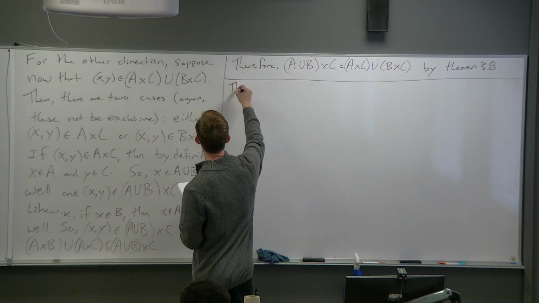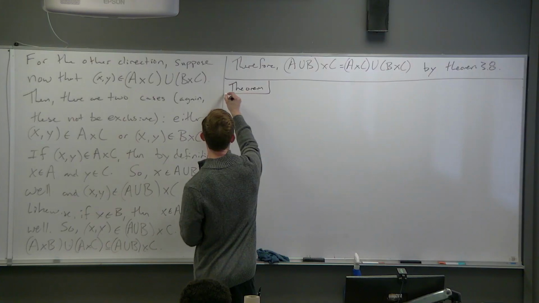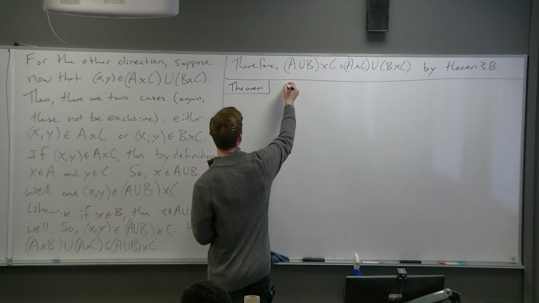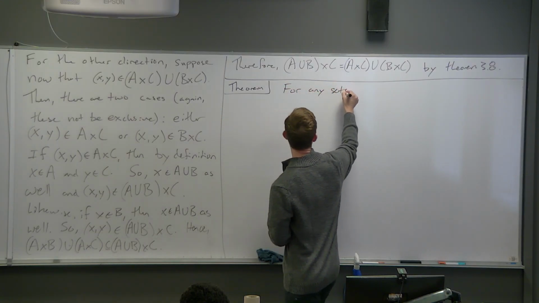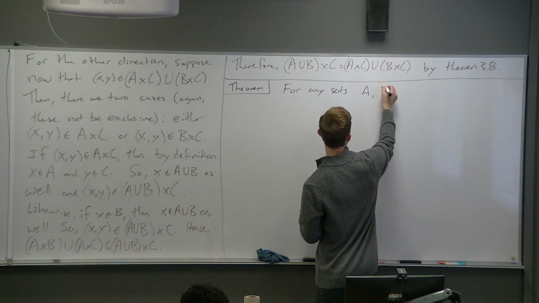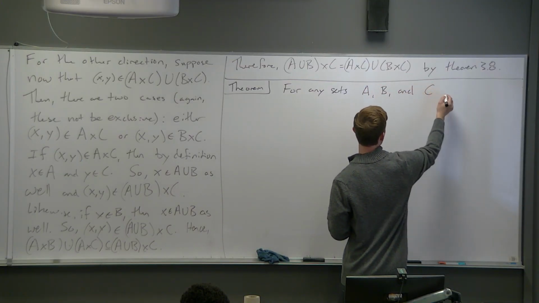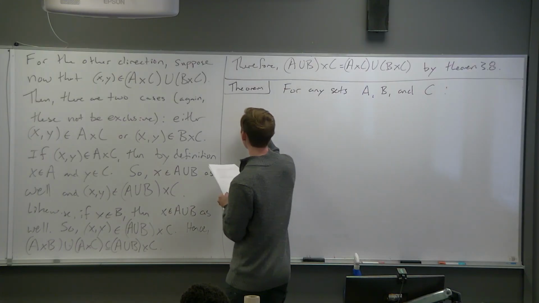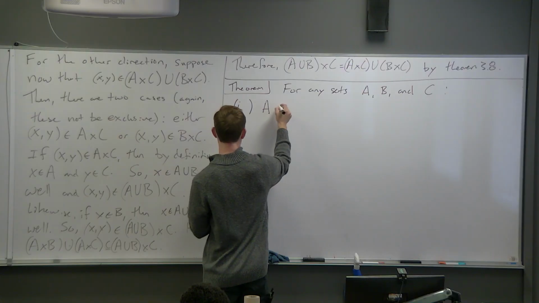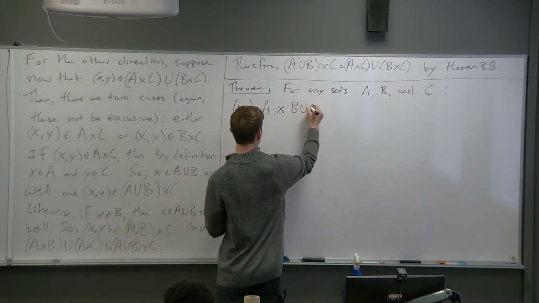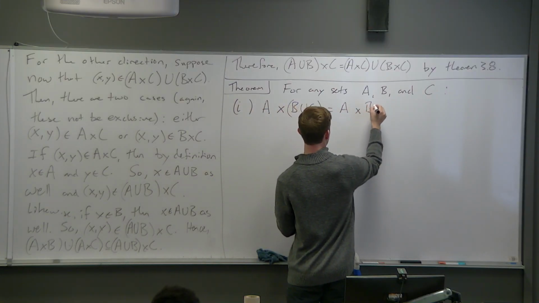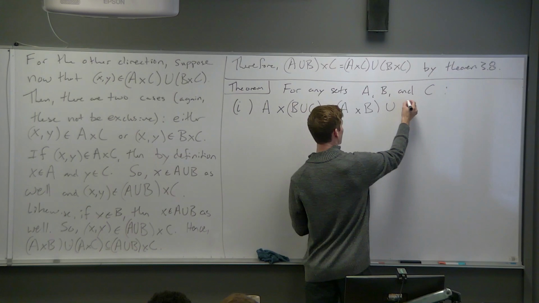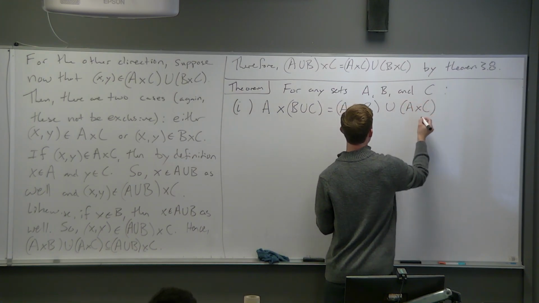The next result is also effectively a lot of the same sort of thing, but it says for any sets A, B, and C, we have the following. 1, A cross (B union C) is equal to (A cross B) union (A cross C).